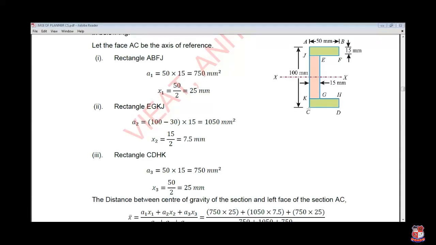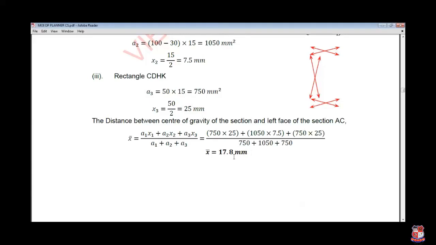You can take one example here. If you have any query, just draw the shape like that, then you can easily find where its centroid is located, and you are also able to know if there is some error in your solution. Finally you have to add all the portions: A1 x1 plus A2 x2 plus A3 x3.